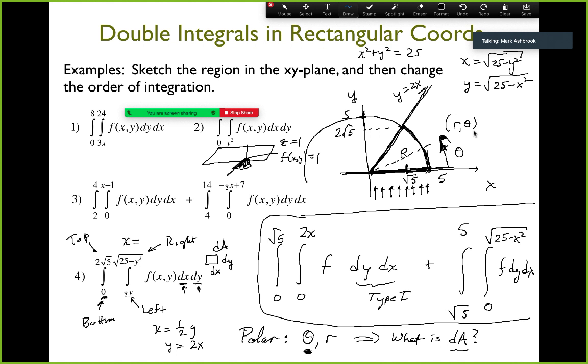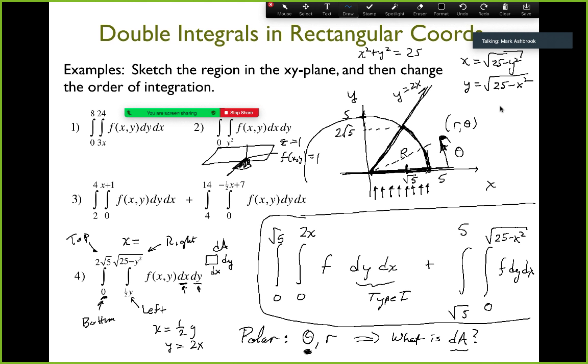Okay, and so questions on either this example, changing it from type 2 to type 1, or this intro to polar coordinates? Yeah, why couldn't we just integrate that plane z equals 1? Why are we setting up polar? That seems like it'd be an easier way to do it with the double integral.